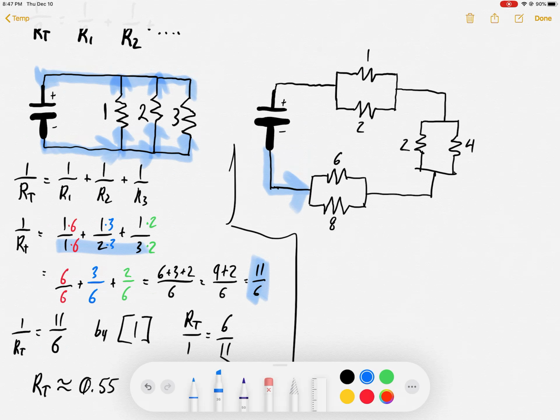So this is, let's do red. Okay, 1 over RT is equal to 1 over 8 plus 1 over 6. That comes from that 8 and that 6 respectively.